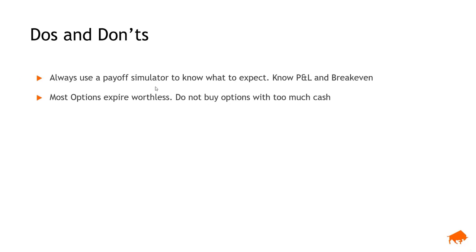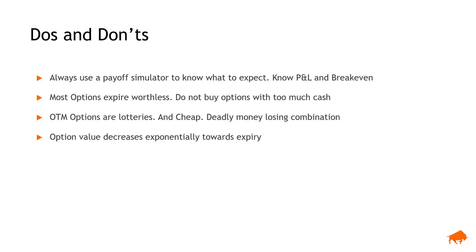Again, most options expire worthless. Do not buy options with too much cash. OTM options are lotteries, right? And they are very cheap, which means they are a deadly money losing combination. Option value decreases exponentially towards expiry, like we discussed before. Therefore, you have to be very careful when you are having options near the expiry.